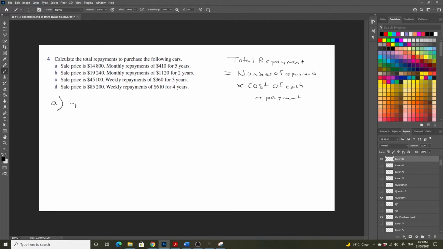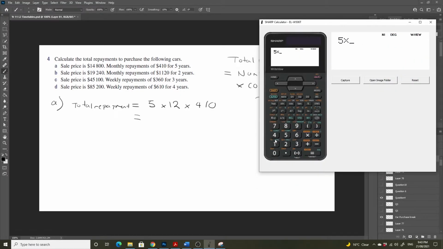So our total repayment is going to be equal to 5, which is the number of years, times 12, which converts the number of years into the number of months, and then times 410, which is the amount of dollars we have to pay per month. 5 years times 12 months gives us the total amount of months for 5 years, and then we times this by 410, which is our monthly repayment. And we get the total repayment of $24,600.